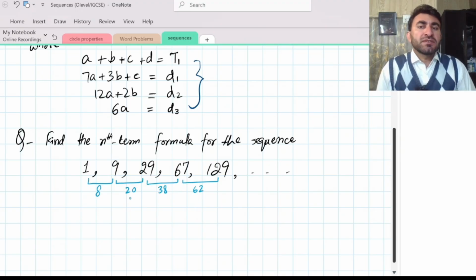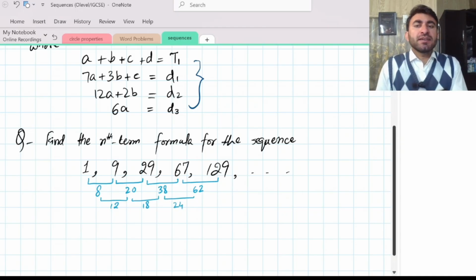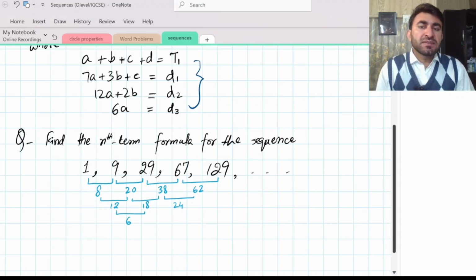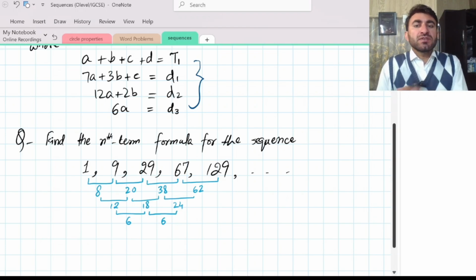So we see the first difference is not a constant sequence. So find the second difference sequence. 20 minus 8, it is 12. 38 minus 20, it is 18. 62 minus 38, it is 24. And the second difference sequence is not a constant sequence. So find the third difference sequence. 18 minus 12 is 6, and the same is the difference of 24 and 18. So we see the third difference sequence is a constant sequence, so it is a cubic sequence.